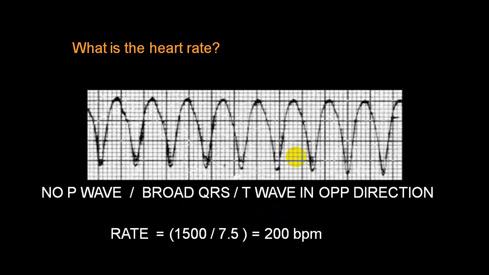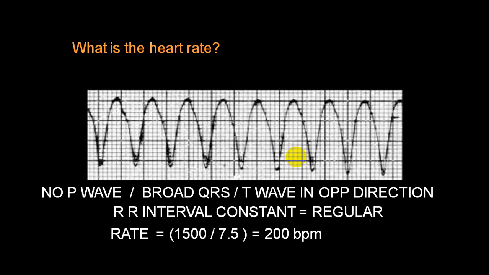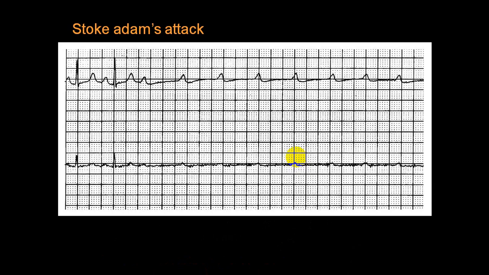We'll be using all this term when we do the lecture on ventricular rhythm and ventricular tachycardia. So we'll be using that particular. RR interval is constant and regular. And so this is ventricular tachycardia.